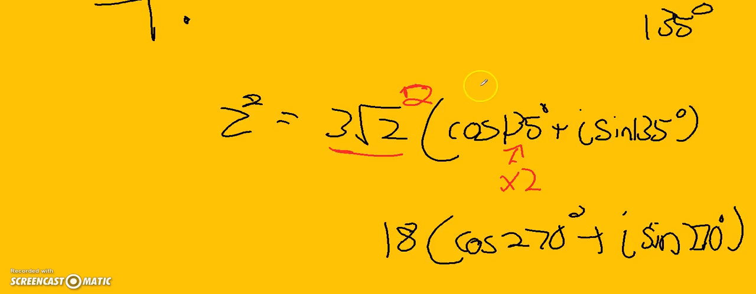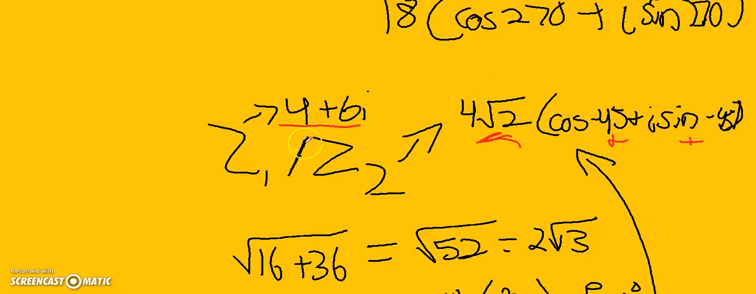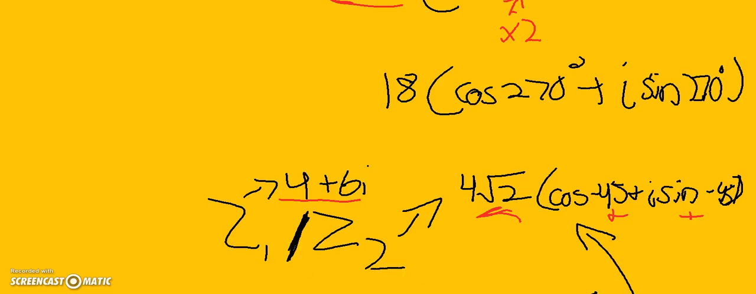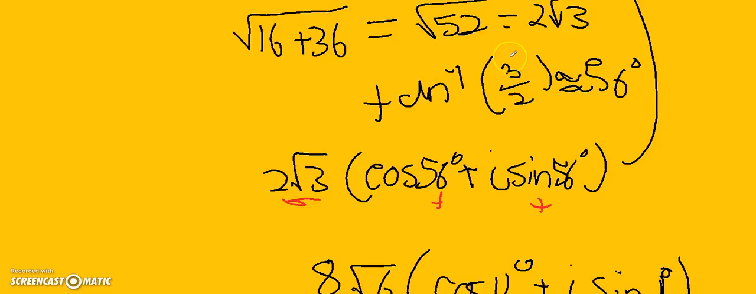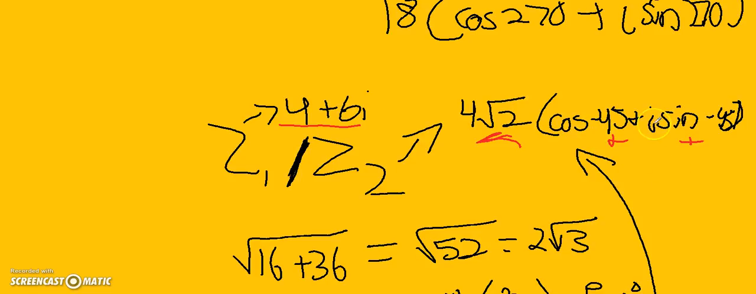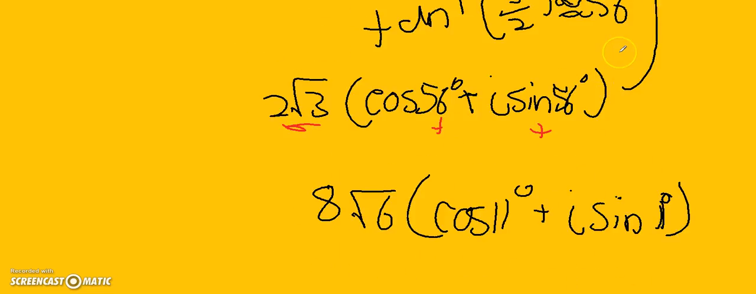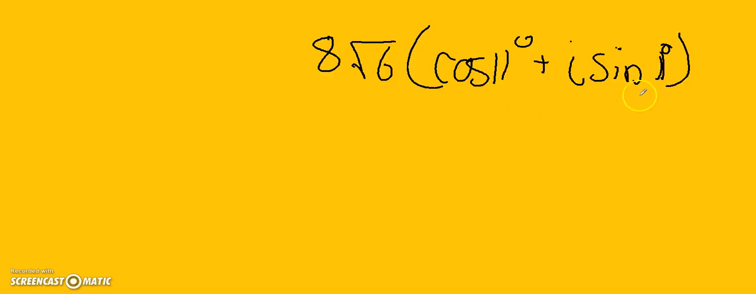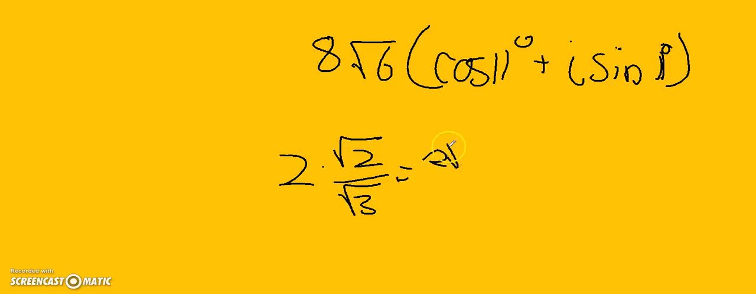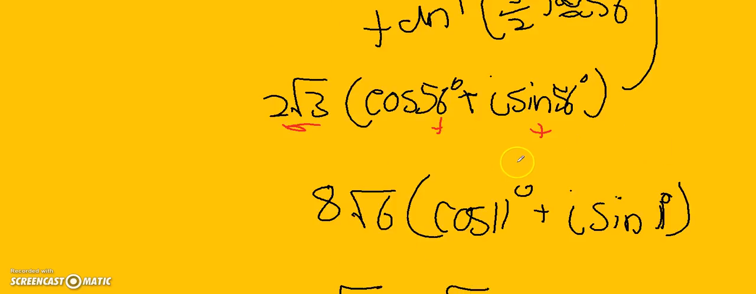Now say instead of multiplying these two numbers, we're dividing these two complex numbers, z1 and z2. This is really similar, except now we divide these r terms. So you divide 4 root 2 by 2 root 13, and then we subtract the angles, negative 45 minus 56. So 4 root 2 divided by 2 root 13 is 2 root 2 over root 13. I could rationalize this, but we'll skip that step for now.